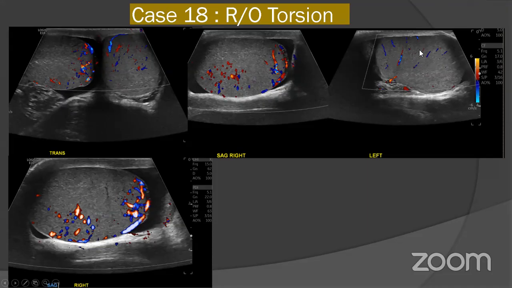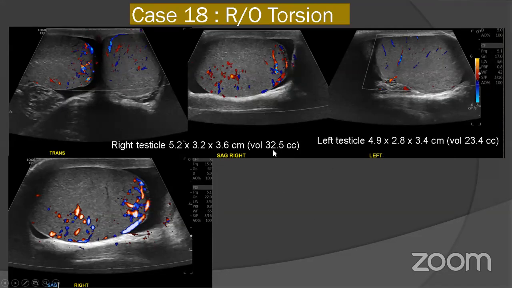Also, look at the vascularity. This is the left testicle, that's normal vascularity. Look at the right testicle. This vascular pattern is different compared to the left testicle. Look at the hydrocele. The scrotal wall is slightly thickened. And if I show you, the left testicle is 23 cc in volume and the right testicle is 32 cc in volume. Any thoughts what this could be?